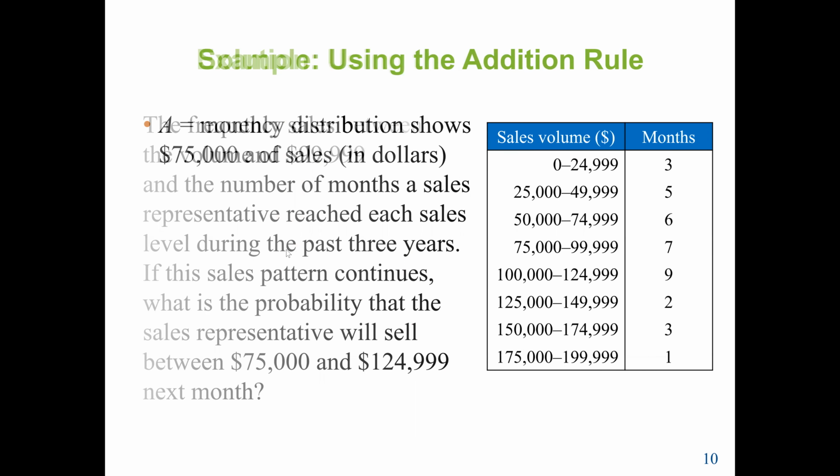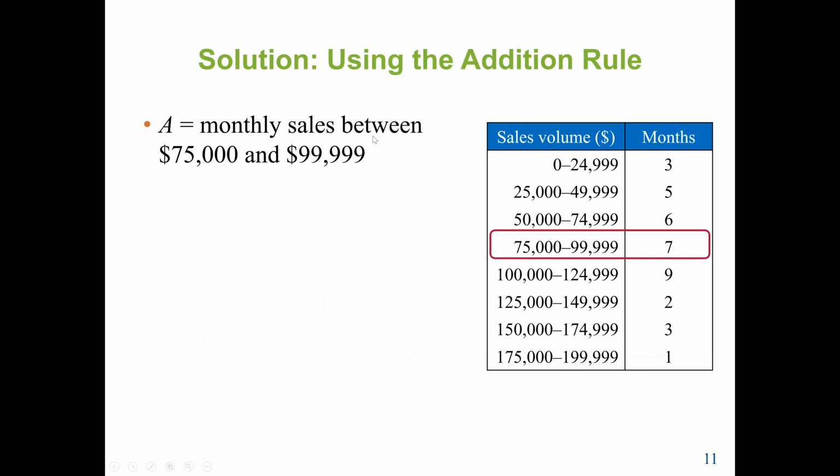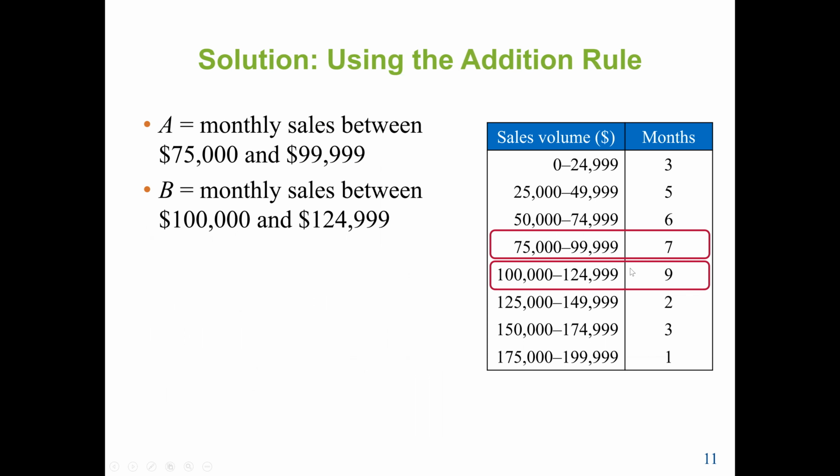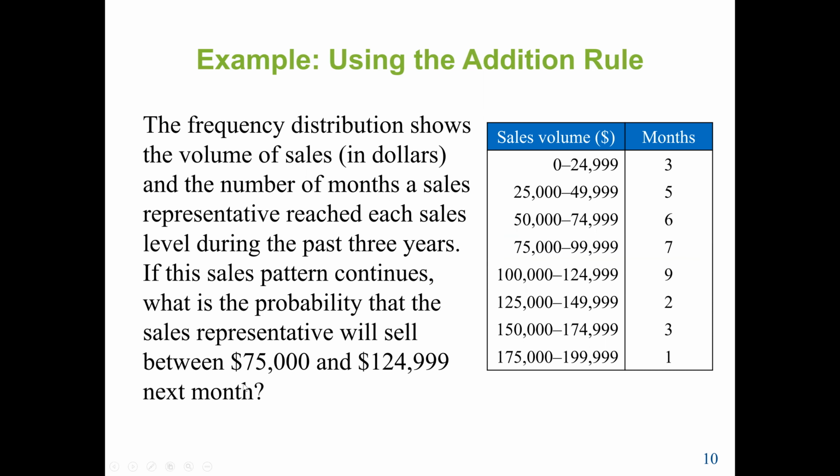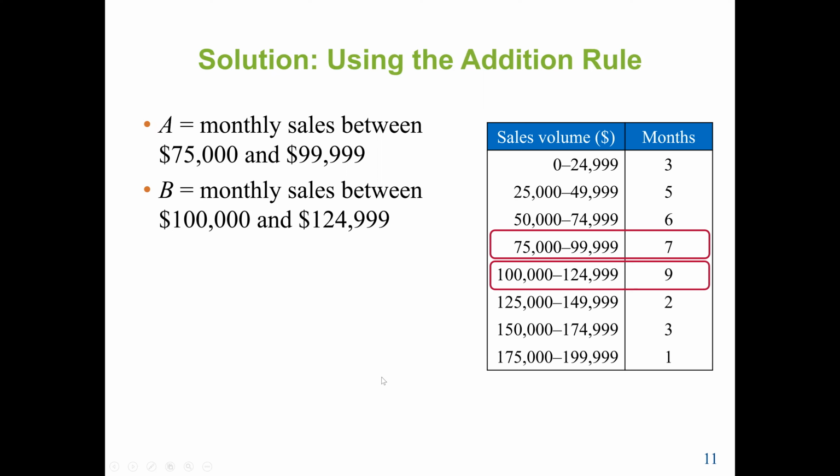So let's see the solution. Here we say the monthly sales between 75,000 to 99,999, which is our first row, meets the condition. We will represent it as A. Then B will be the second, which is 100,000 to 124,999. So our question is, what is the probability that it will be between 75,000 and 124,999? Let's go to the question one more time. They say, what is the probability that the sales rep will sell between 75,000 and 124,999? So we use those two rows.